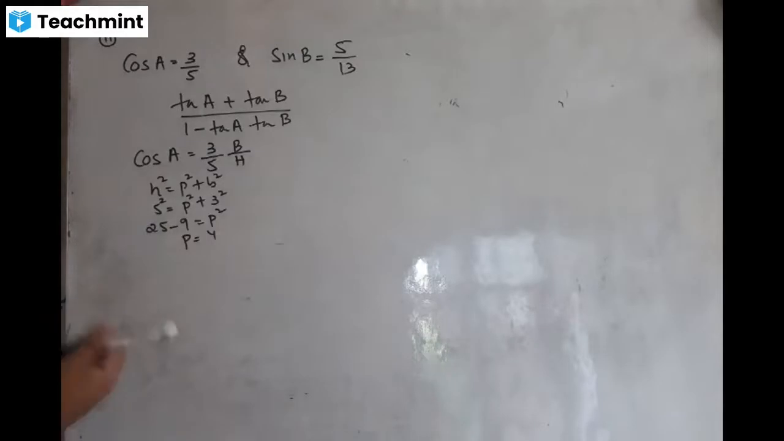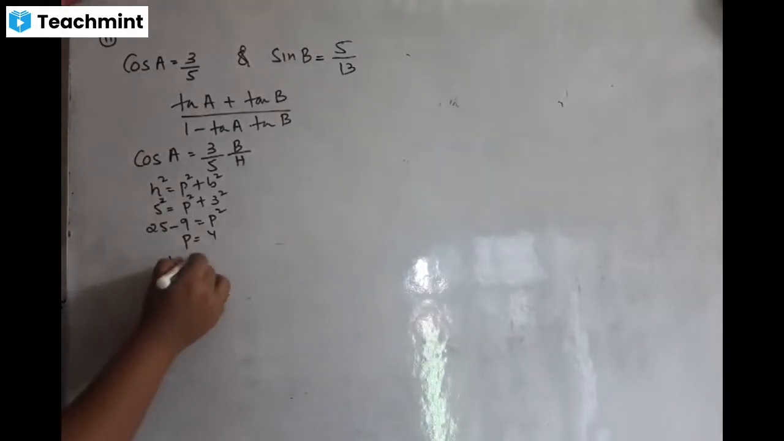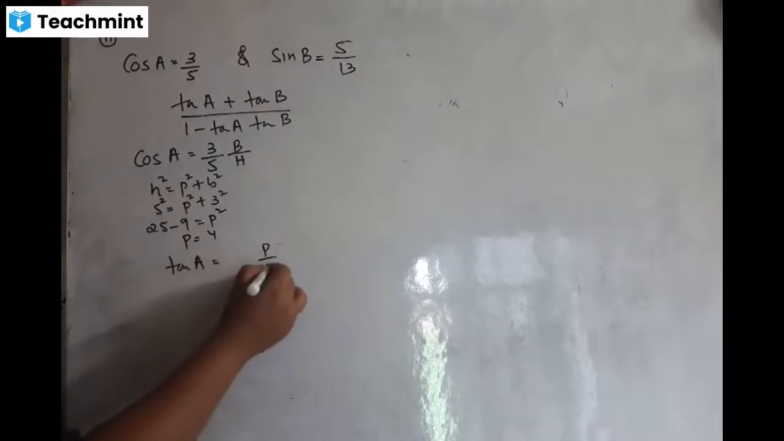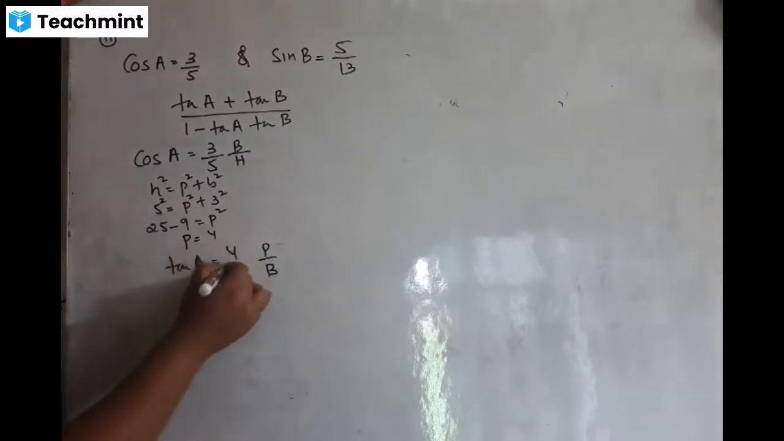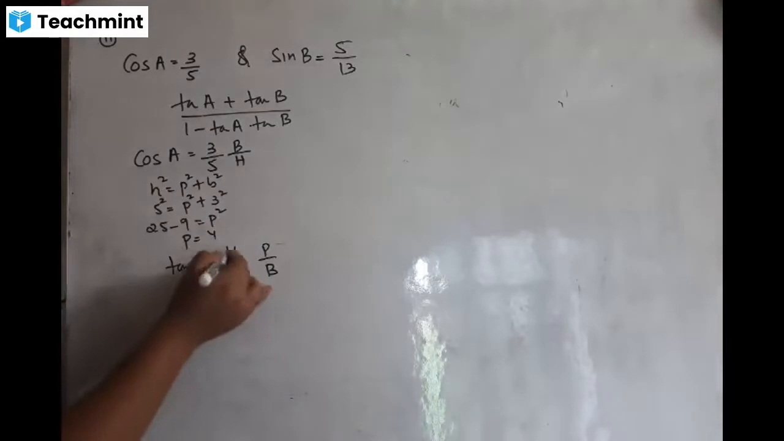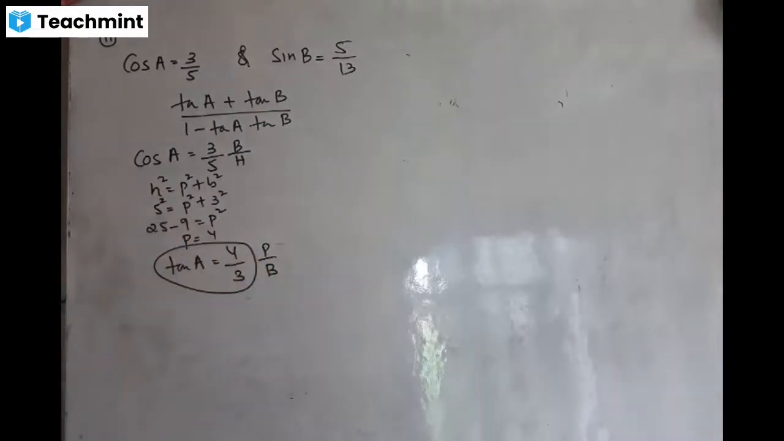And why are we finding all the three sides? Because I want to find the value of tan A. So what is tan A? Perpendicular by base. What is the perpendicular? 4. And what is the base? Base is 3. So see, you easily got the value of tan A.